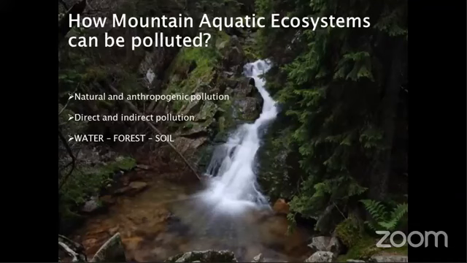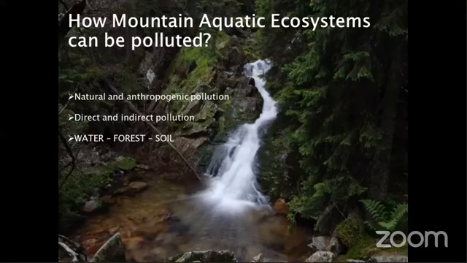How mountain aquatic ecosystems can be polluted. This is actually my topic from a narrow point of view. Maybe the better term should be degraded or of lower quality instead of pollution, but however, we can use all these terms. First of all, we can distinguish natural and anthropogenic pollution or influence.